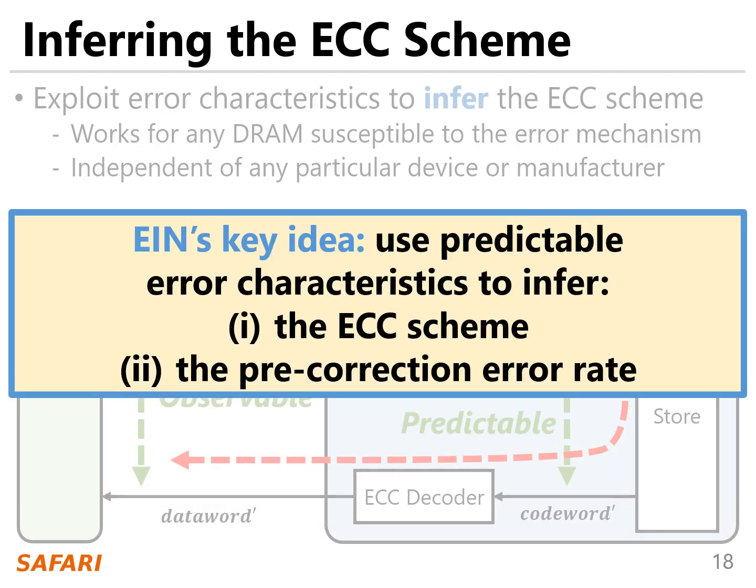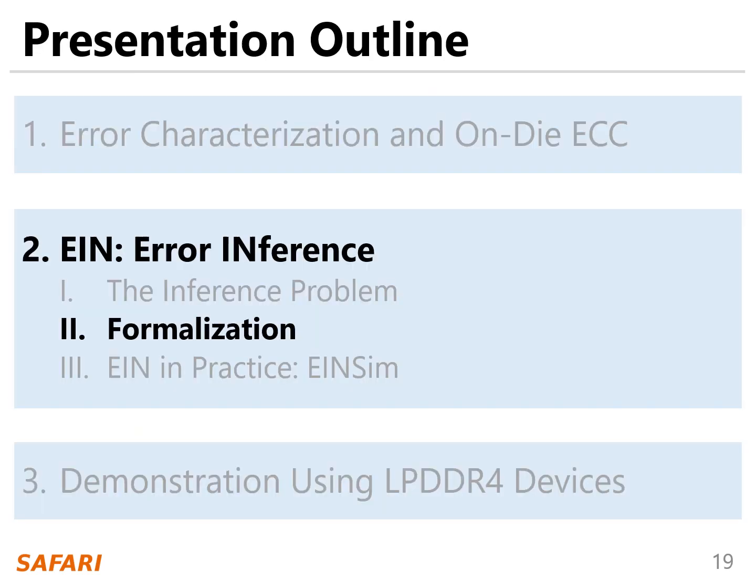So EIN's key idea is to use the predictable error characteristics that we understand in order to infer both the ECC mechanism and the pre-correction error rates. So now I'm going to formalize this process a little bit into a mathematical formulation that we can actually use to apply to a real experiment.